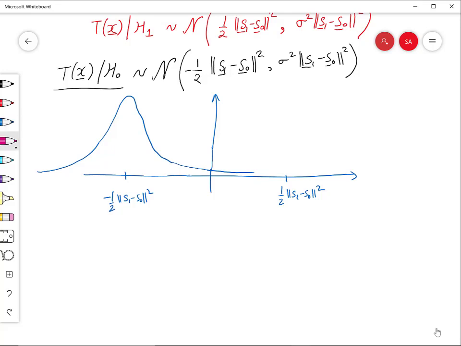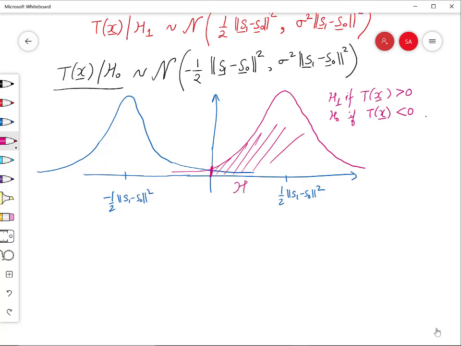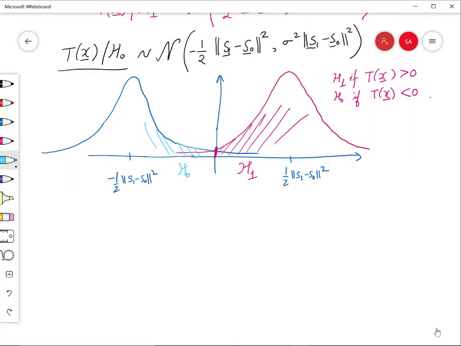There is going to be another Gaussian curve which is going to be something like this. Obviously these two are symmetric, same mean with same variance, and this is our decision point. You remember we choose H1 if T(x) is greater than 0 and H0 if T(x) is less than 0. So beyond this we choose H1, and towards the left we choose H0 as the hypothesis.